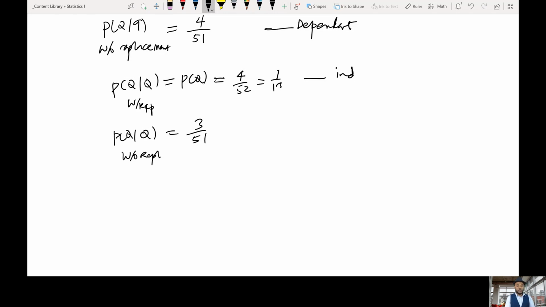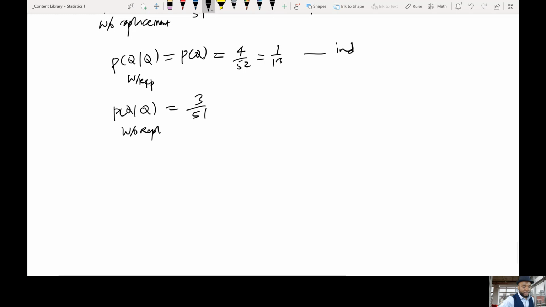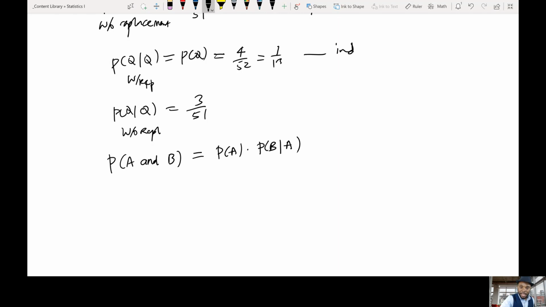And so with this, there's something that we could see that is happening here. Right now we're really ready for the whole multiplication rule. The probability of A occurring and then B occurring is simply equal to the probability that A had occurred times the probability that B has occurred given that A has occurred.